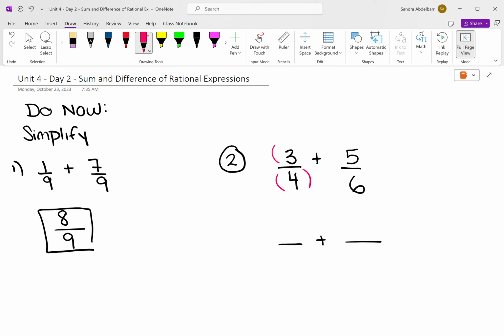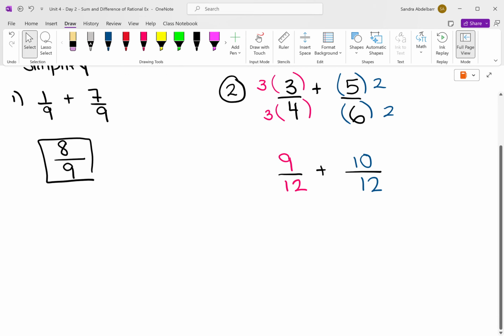So for the first one, I'm going to multiply top and bottom by 3. And that's going to give us 9/12. For the second one, we're going to multiply the denominator and numerator by 2. So that's going to give us 10/12. And then we add 9/12 plus 10/12 is 19/12. Can I simplify 19 over 12? No, I cannot reduce that fraction.